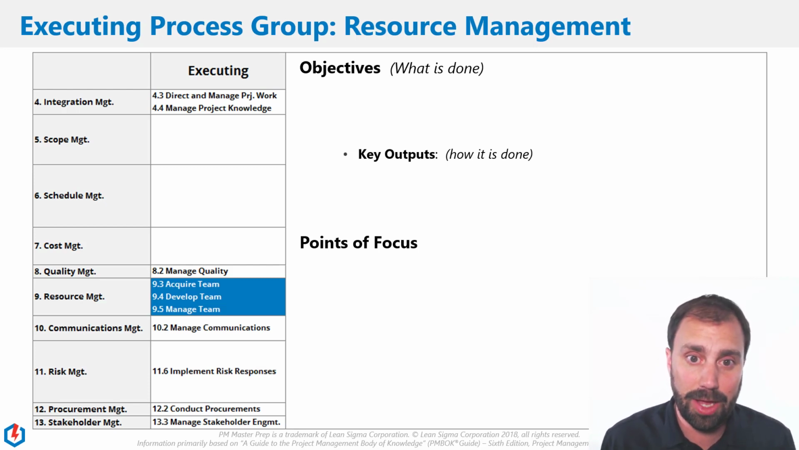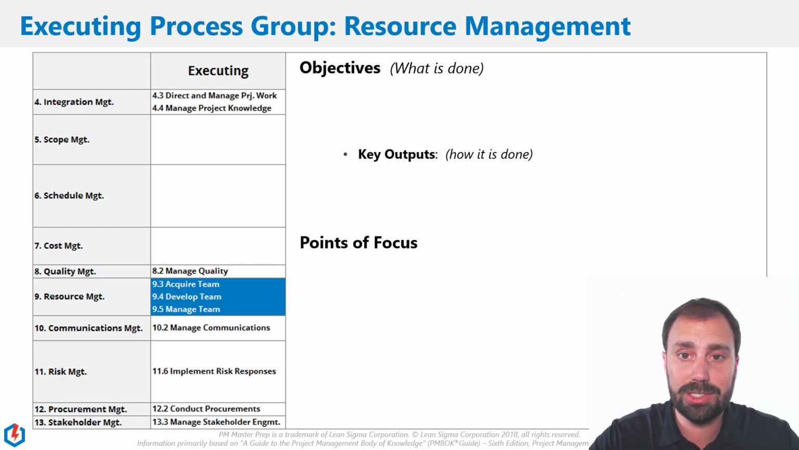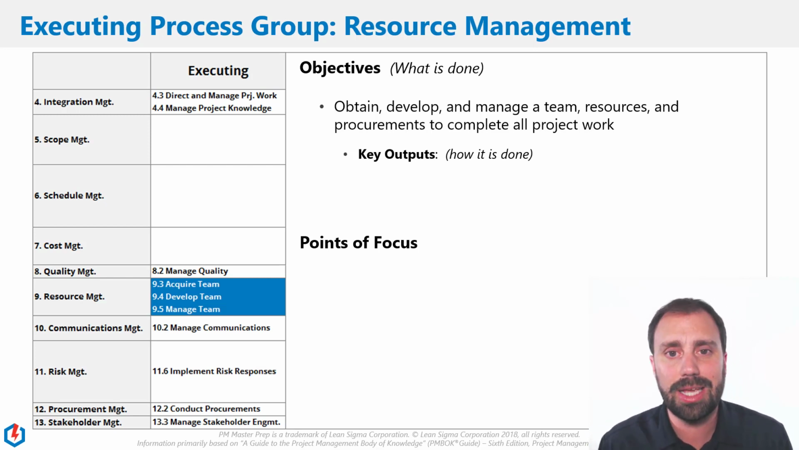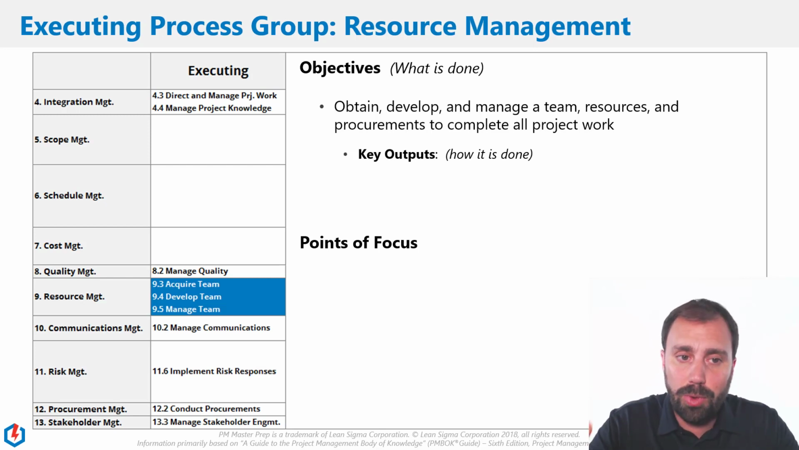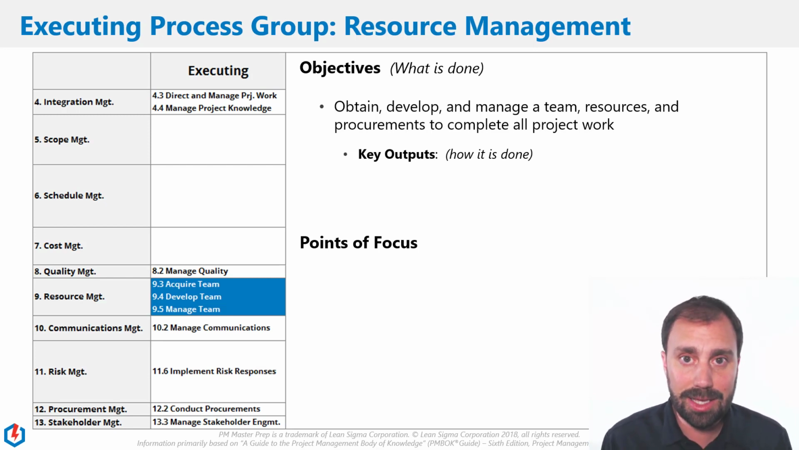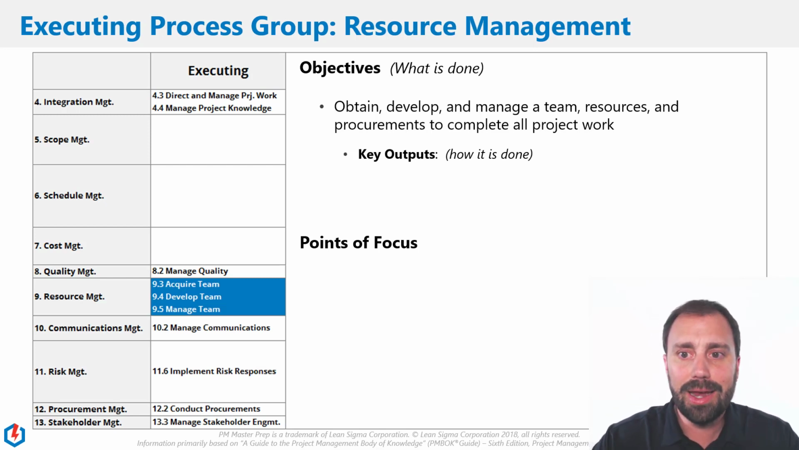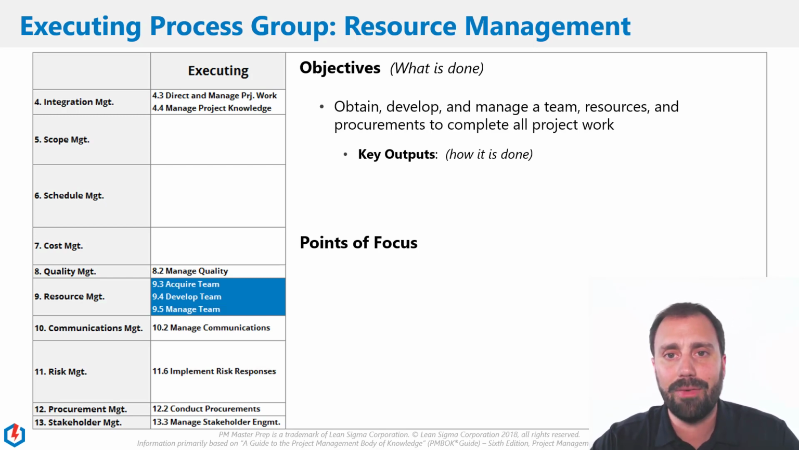Okay, so let's talk about the objectives that we're going to achieve in these 3 processes. Primarily, we're trying to obtain, develop, and manage a team, resources, and procurements to complete all the project work. As we know, 4.3 way above, that's where the work gets done. That's where the team gets to work and does these things. Here is the actual workers that produce the work. Pretty cool. Now, also, if you look in the statement above, it says team, resources.